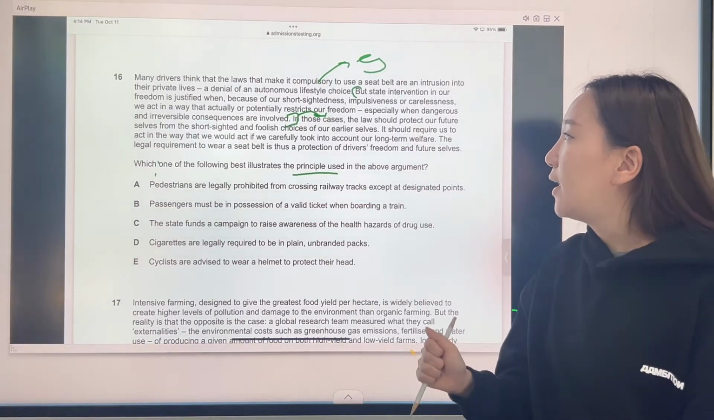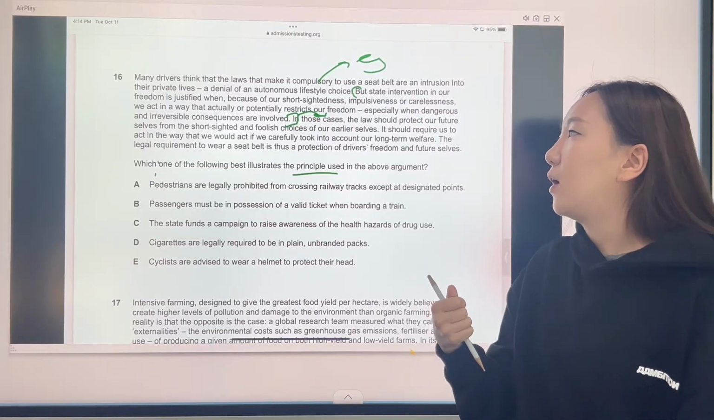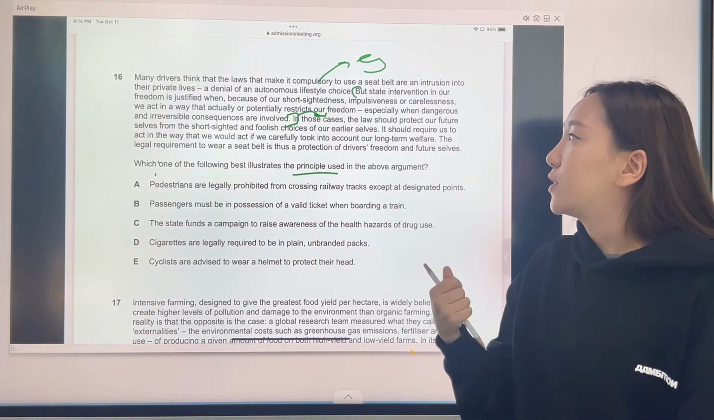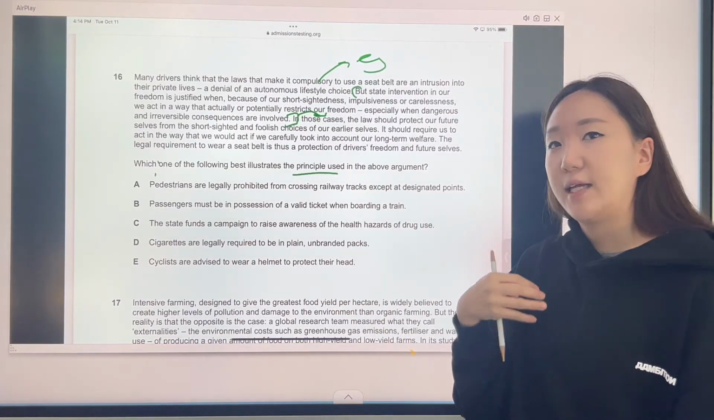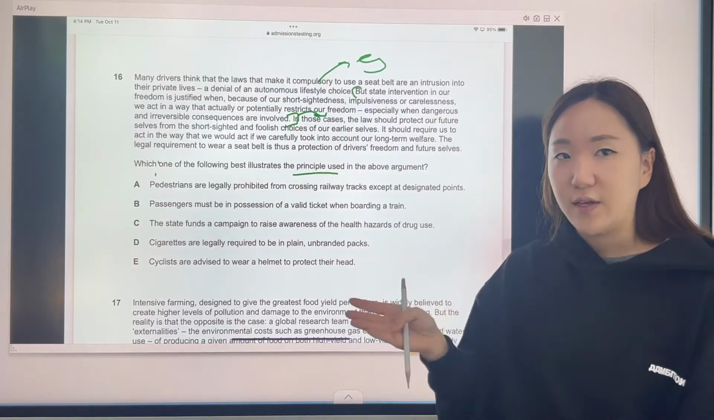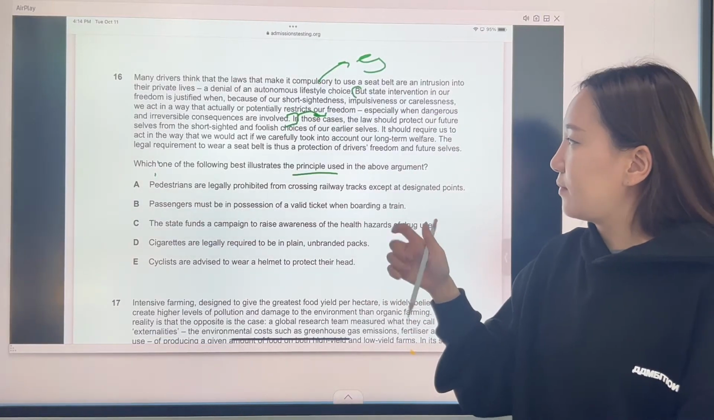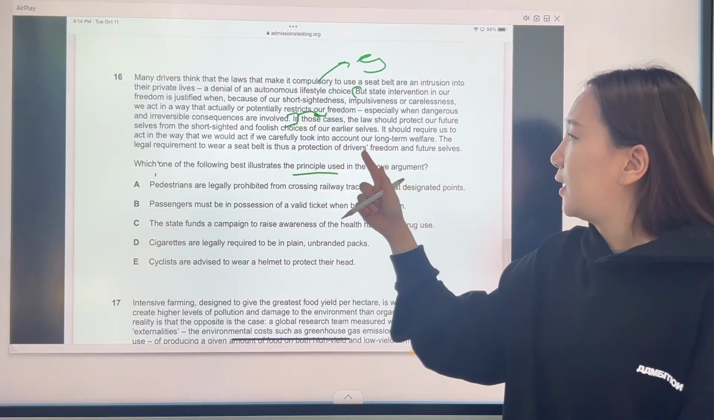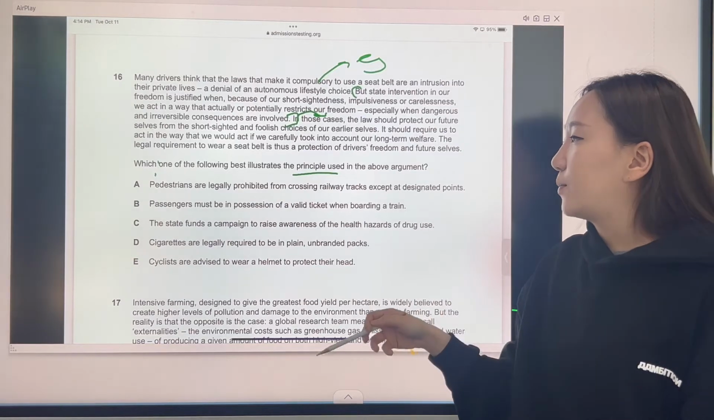So we're basically saying if an action that we undertake would lead to dangerous or irreversible consequences, or anything that could restrict our freedom, then it is justified that the state should intervene to prevent that, by law. And it's clear that it's to do with the legal requirement as well. So let's look through the options.